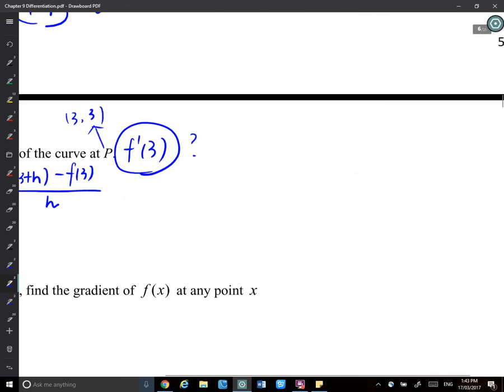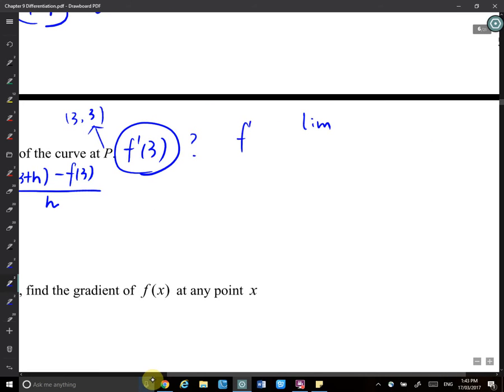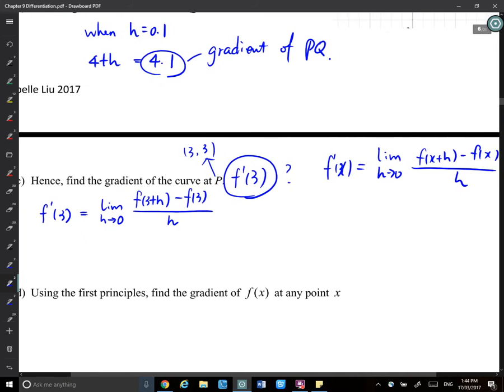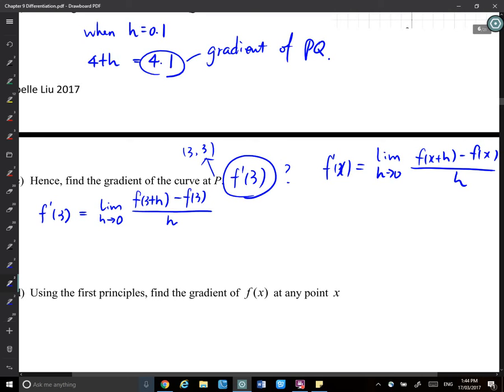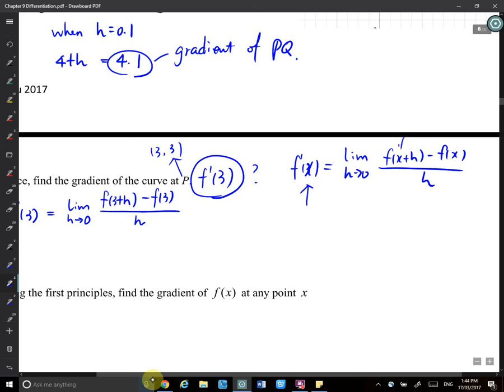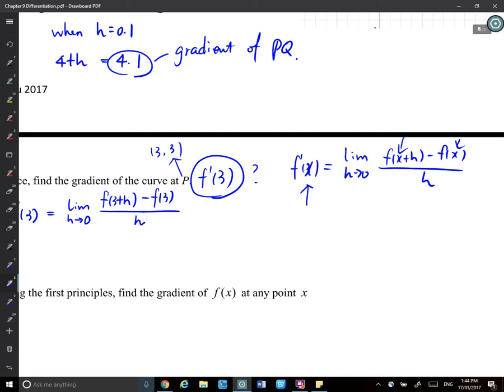So what's the normal first principle? The normal first principle is f dash x equals lim h approaching 0 of f(x plus h) minus f(x) over h. Okay, that's the normal first principle. And if I want to directly use first principle to find the value at a point, I can directly change all of these x to a number. So I change all of that to 3 because I want to find the gradient at x equals 3.